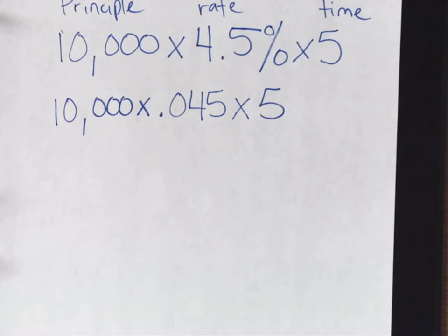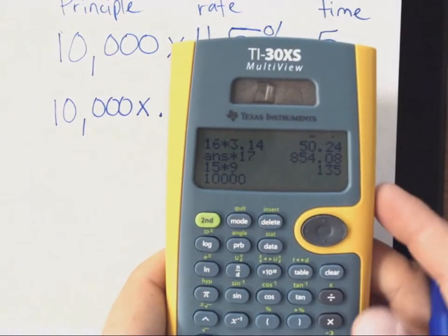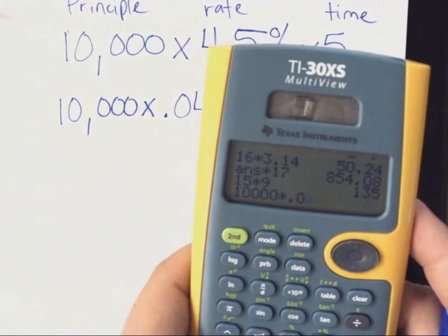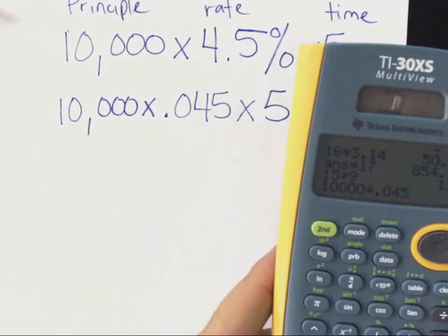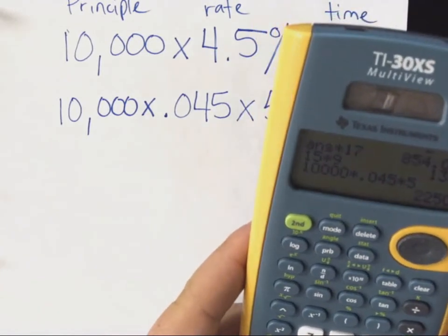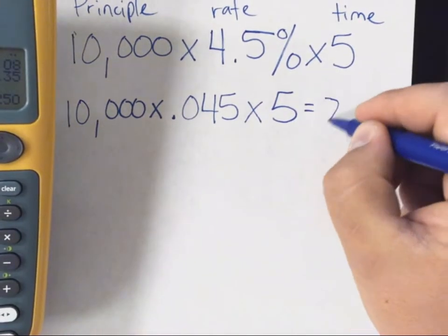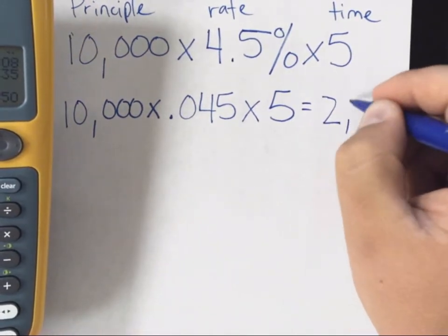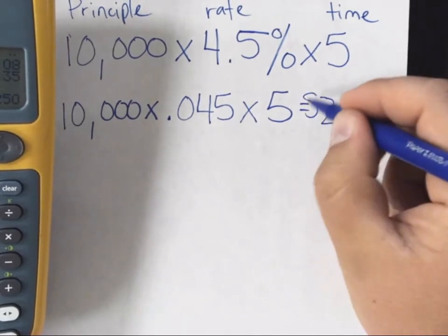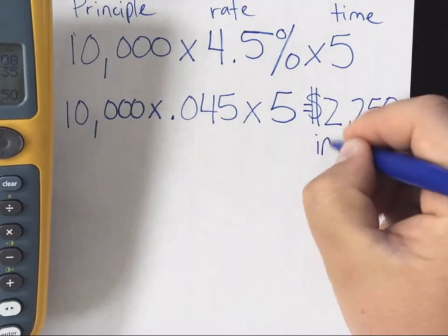So now all you have to do is plug those numbers into a calculator. So if we do 10,000 times 0.045 times 5 equals 2,250, and that is dollars. So that is your interest.